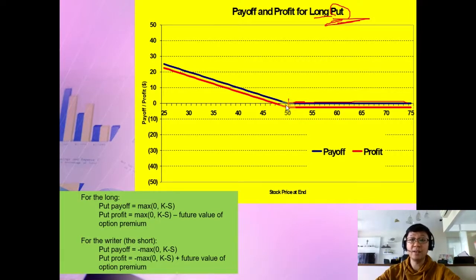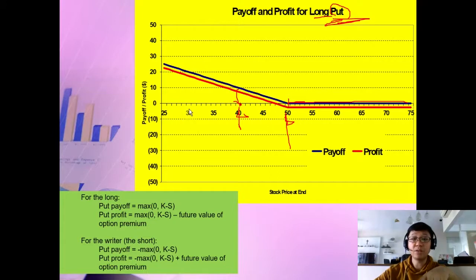On the other hand, if the market price goes down to let's say 40, the market price is declining, dropping. So now you can exercise your option. Your option allows you to sell at $50, which is $10 above market value. You can exercise. So that's where you get the $10 payoff.